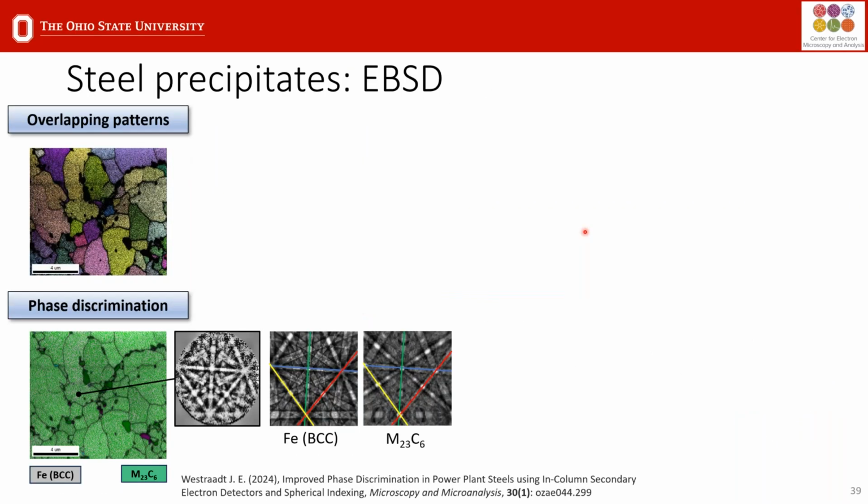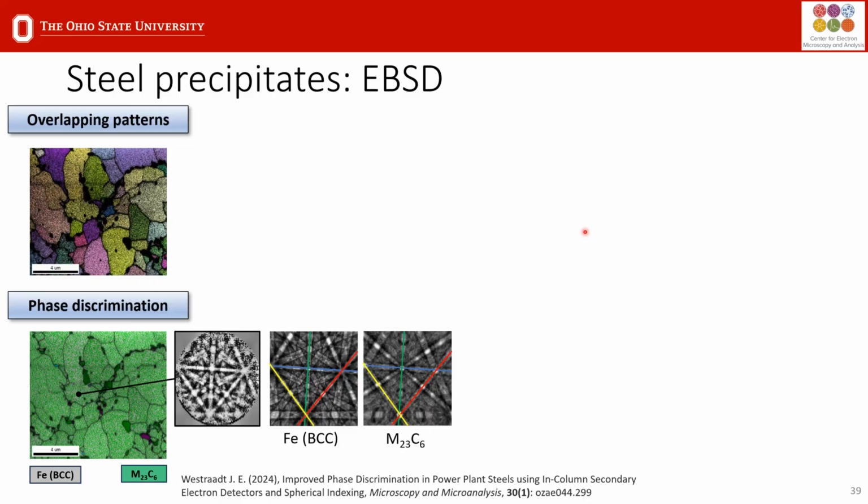So back to a bulk analysis. A lot of my research involves analysis of power plant steels, and these power plant steels have very small secondary phases, precipitates in them, that really strengthen the creep strength of the material. These materials need to operate for 20, 30 years in service, but over time, these precipitates evolve and change into different phases, and they also grow in size.